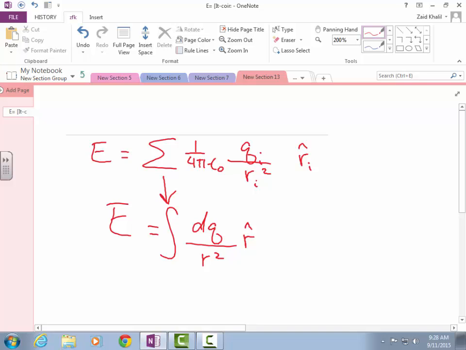So to see how this works, I'm going to do the simplest case. And the simplest case would be a ring of charge. So something like this. And I'm actually quite curious if I could set this up. I'm pretty sure I should be able to. All right, I should be able to set up a ring of charge.